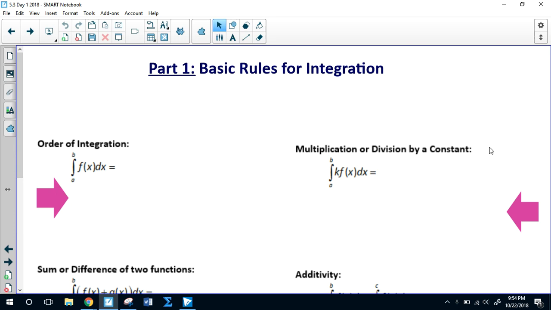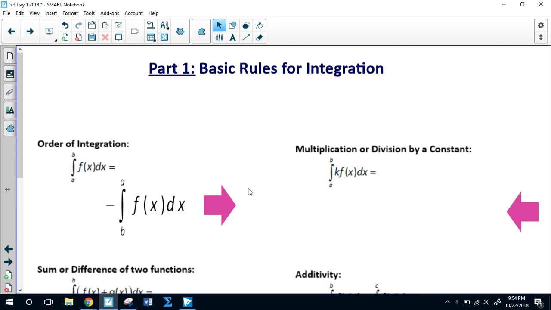So the first one is what's called the order of integration, and that just means that you can switch the order of the values on the integral sign as long as you put a negative out front. So the integral from a to b of f of x would be the same as the negative integral from b to a.